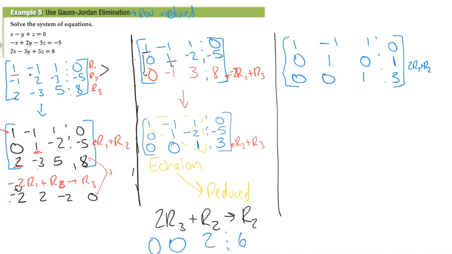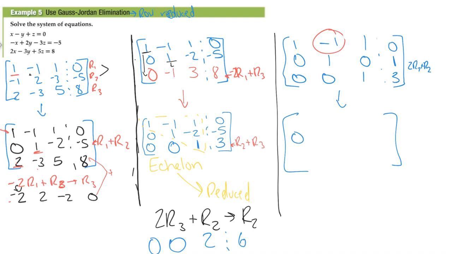So what I'm going to do to my first row is I'm going to work on that middle piece. I need to make this a 0, and then my last step will be making this a 0. So how do I get that negative 1 to become 0? Well, I add row 2 and row 1 together.